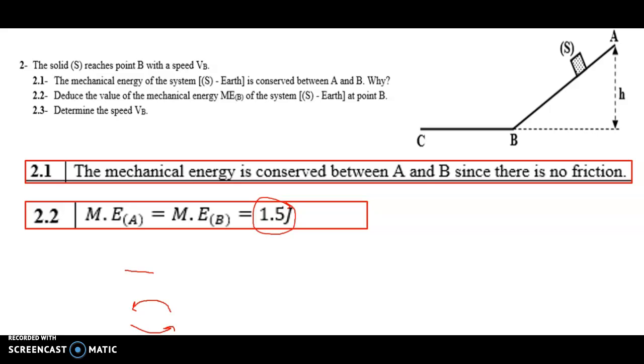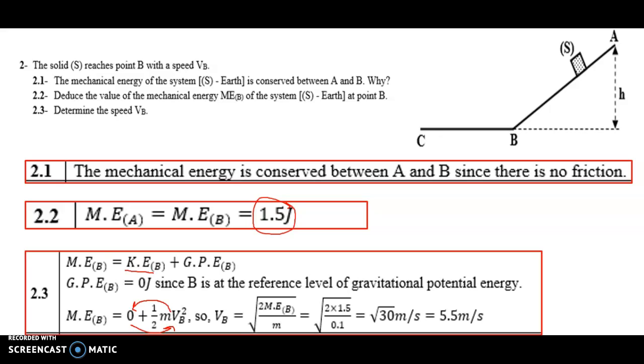Now determine the speed VB. To find the speed, we need the kinetic energy. And to find the kinetic energy, we have to relate it to the mechanical energy. So we say that mechanical energy at B is kinetic energy at B plus GPE at B. However, GPE at B is 0 joules since B is on the reference level of the gravitational potential energy. It's along BC. So we said that BC is the reference and B belongs to this reference. So that's why we say that mechanical energy at B is equal to half m VB squared plus 0. You should substitute correctly here because you mentioned kinetic energy first, so you have to write first half m VB squared, then plus 0. So this was typed by mistake here.